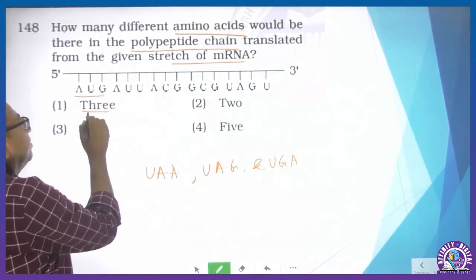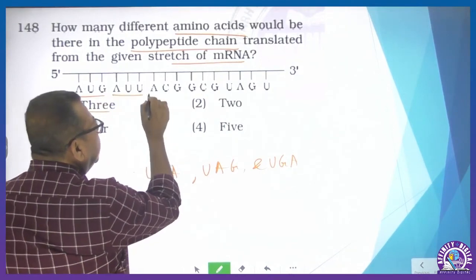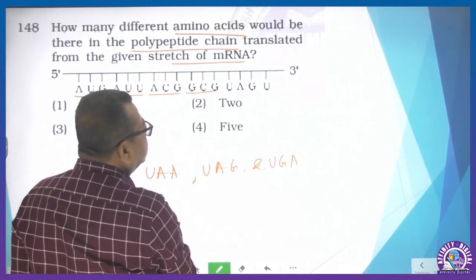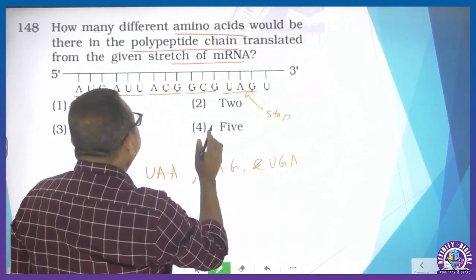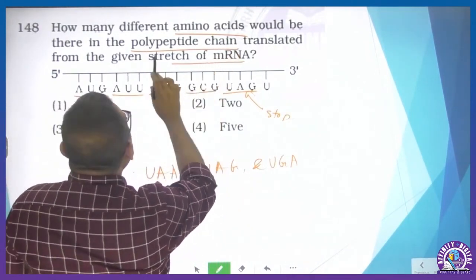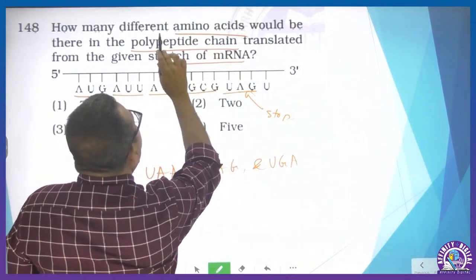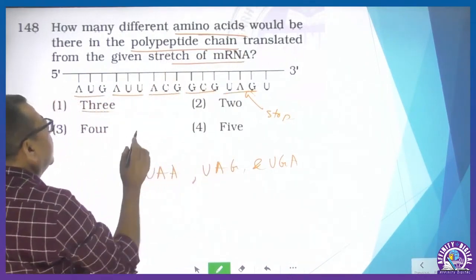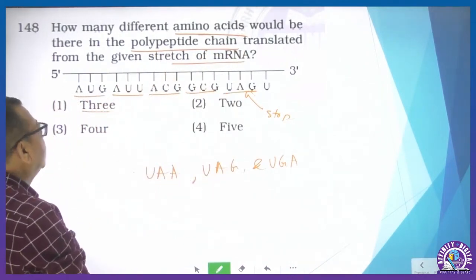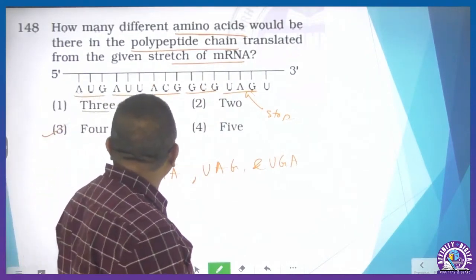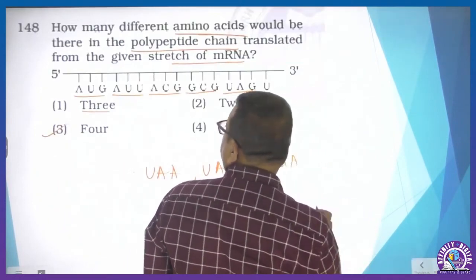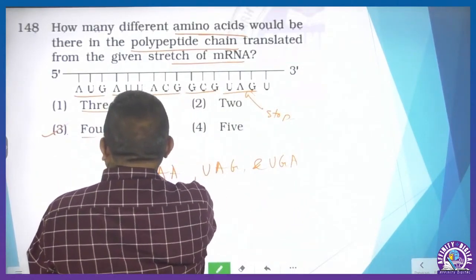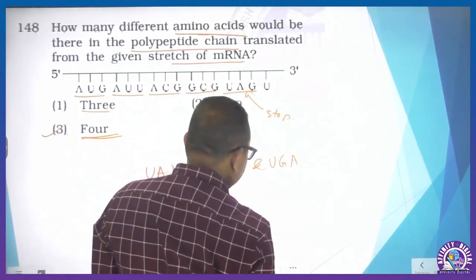This will code for an amino acid. This is an amino acid codon. This is an amino acid codon. This is an amino acid codon. And this is what codon? This is a stop codon. So how many different amino acids would be present here? The answer will be 4 different amino acids. So option number 4 होगा. ठीक है? Option number 3, that is how many different amino acids? 4. Option number 3.